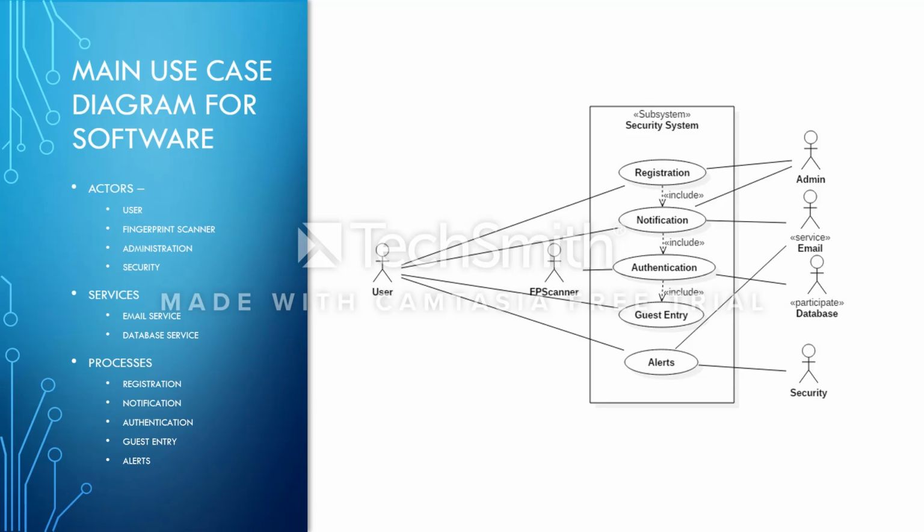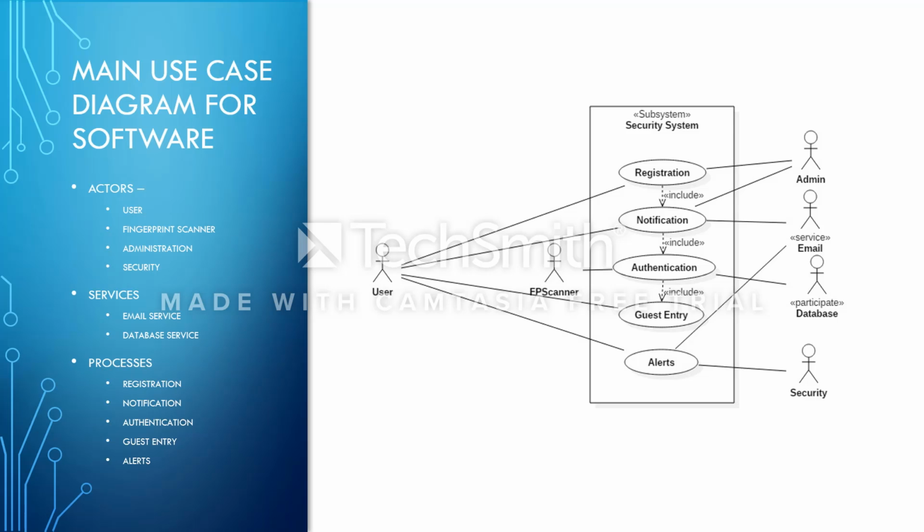In this use case diagram, there are four primary actors: the user, the fingerprint scanner, administration, and the security personnel. There are two secondary actors, the database and the email service. The actors interact with the system through the following processes. Registration. In order for a user to be a member of the university, they need to be registered, where their fingerprints are recorded and stored on the database.